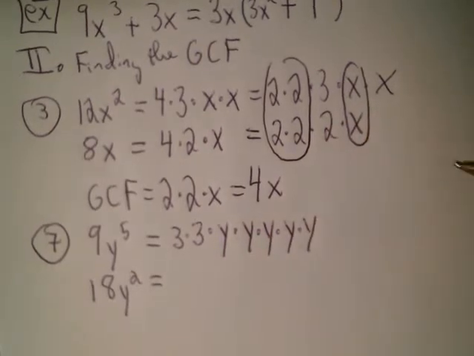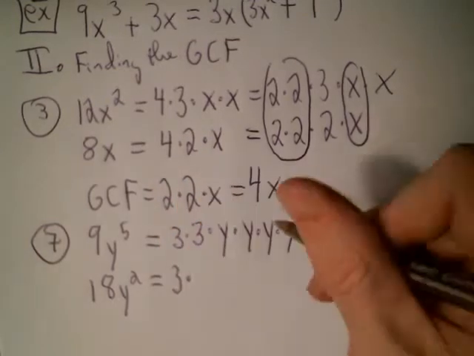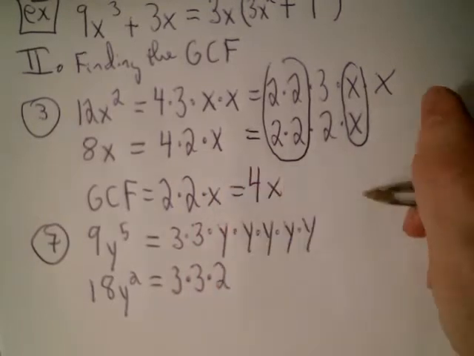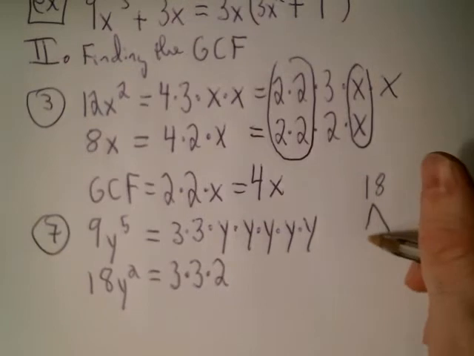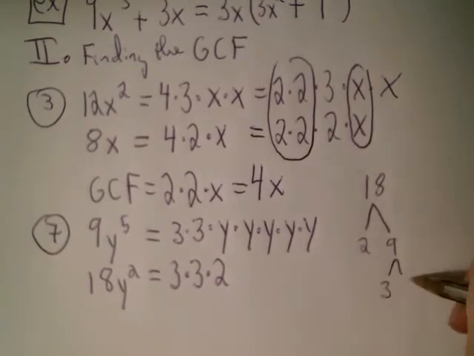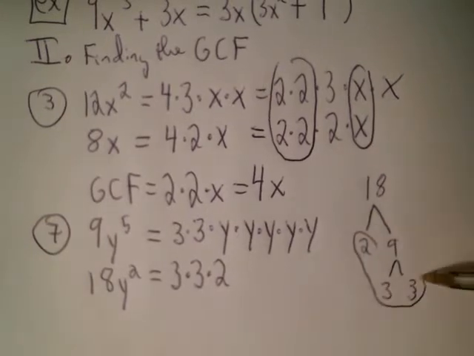And then 18y squared is the same as, and I'll go ahead and cut to the chase, 18 is 3 times 3 times 2. If you don't remember, you can go over and do a factor tree. So 18 is 2 times 9, and then 9 is 3 times 3. And your factorization is right here.